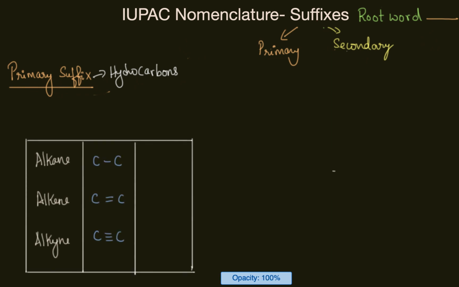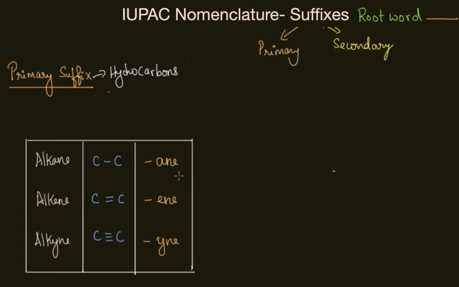So here are the hydrocarbons. We have alkane, alkene and alkyne. Compounds having carbon-carbon single bond are called alkane, carbon-carbon double bond are called alkene, carbon-carbon triple bond are called alkynes. Now the suffix used for alkane is ane. The suffix used for alkene is ene, and for alkyne it is yne.